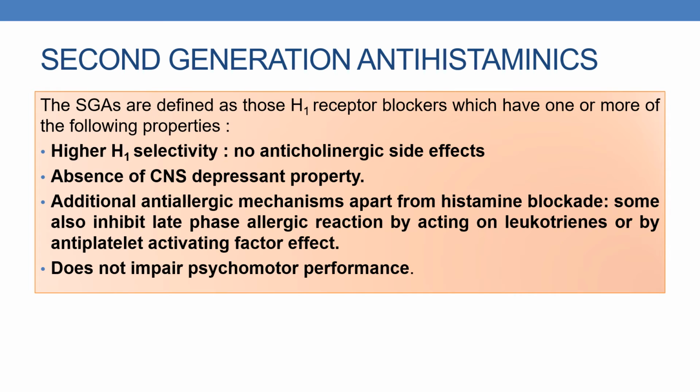Coming to second generation antihistaminics. The second generation antihistaminics are defined as those H1 receptor blockers that have one or more of the following properties. The first is they have higher H1 selectivity. This contributes to no anticholinergic side effects and absence of CNS depressant property. Additional anti-allergic mechanisms apart from histamine blockage are seen. Some of them also inhibit the late phase allergic reaction by acting on leukotrienes and by antiplatelet activating factor effect. They do not impair psychomotor performance. These are some of the added advantages of second generation antihistaminics.